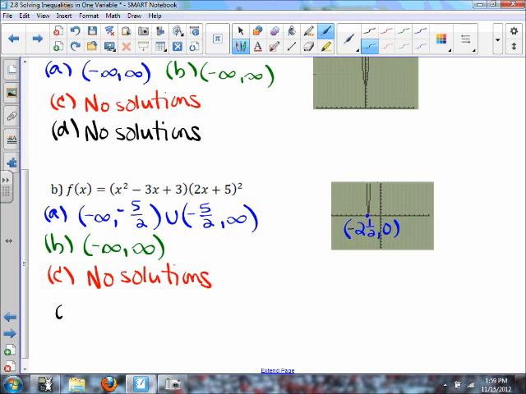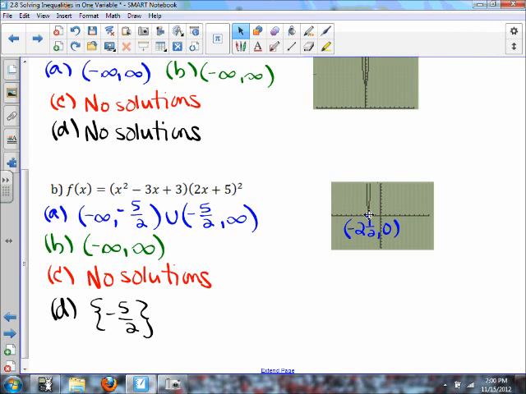And then for D, where is f of x less than or equal to 0? Your answer will be -5/2. That's the only place on this graph where it's less than or equal to 0. In this case, it will be equal to 0.